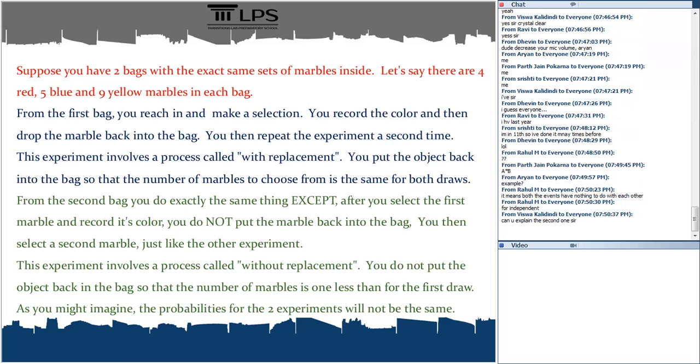Yeah, Vishwa, I'm doing that. I'm explaining both dependent and independent. Okay, both are there in this. One is in blue, one is in green.